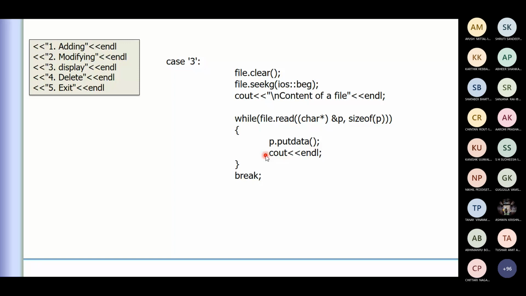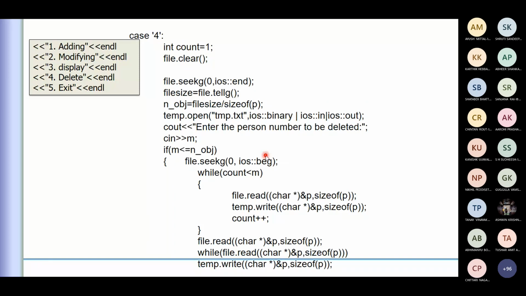Now another concept you have to understand is delete. It's important for us. Though it looks very big, the concept is very simple. We'll see why we have initialized all these. We are going to the end of this. Again, this is finding the number of objects. This particular file, how many objects are there? And what you're trying to do is open another file.